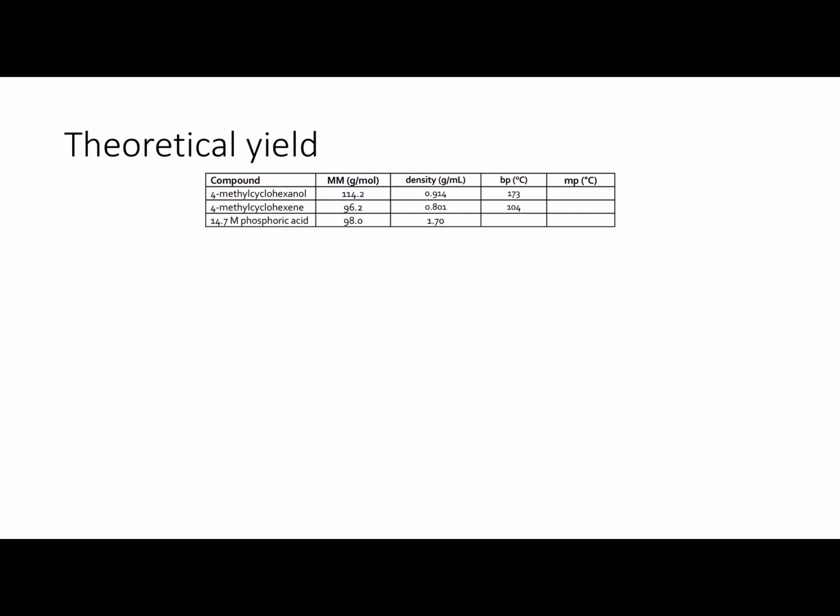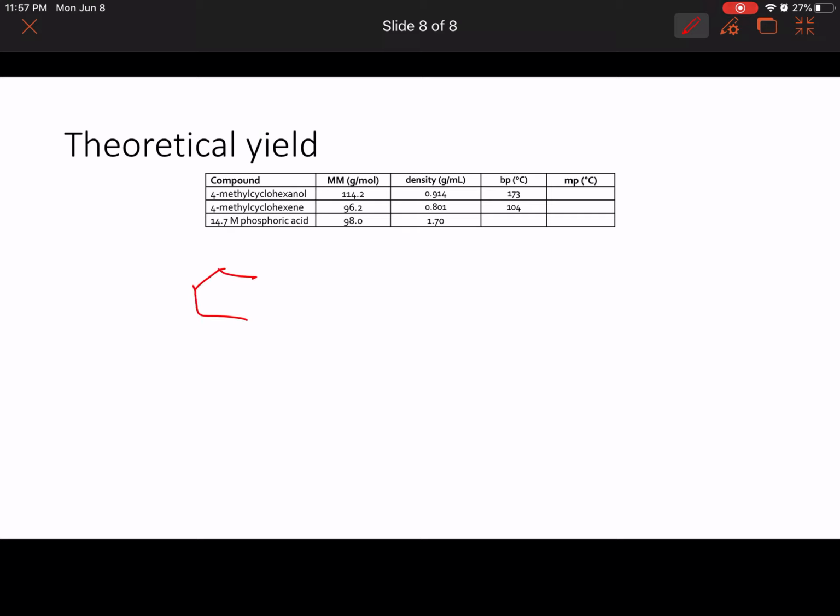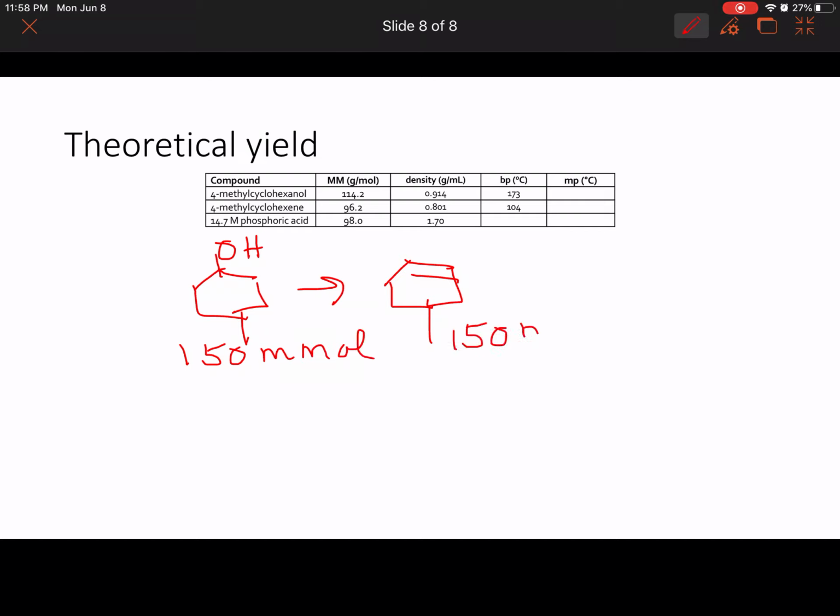And draw the mechanism that explains the formation of the product, which I also did. So let's look at how to calculate the theoretical yield. Our reaction is 4-methyl cyclohexanol giving 4-methyl cyclohexene. So that's a 1-to-1 reaction. 1 mole of methyl cyclohexanol will give you 1 mole of 4-methyl cyclohexene. Okay, like this. So it's a 1-to-1 reaction. We started with 150 millimoles, so we should also be getting 150 millimoles at the end.